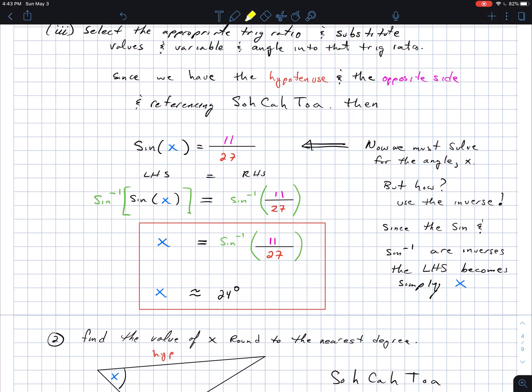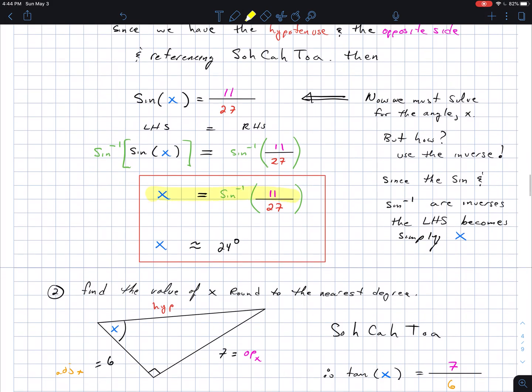So in order to get rid of the sine, you simply use sine to the negative 1, or technically we should be calling it the arcsine. And if you do it to one side, you must do it to the other. So all I did was take sine to the negative 1 of the left-hand side and sine to the negative 1 of the right-hand side, and came up with the two solutions, the exact and the approximate.